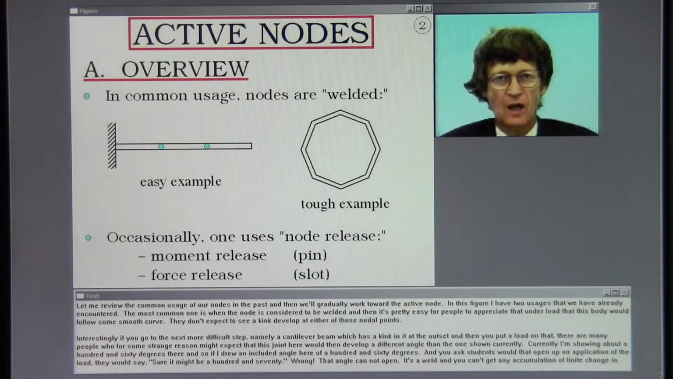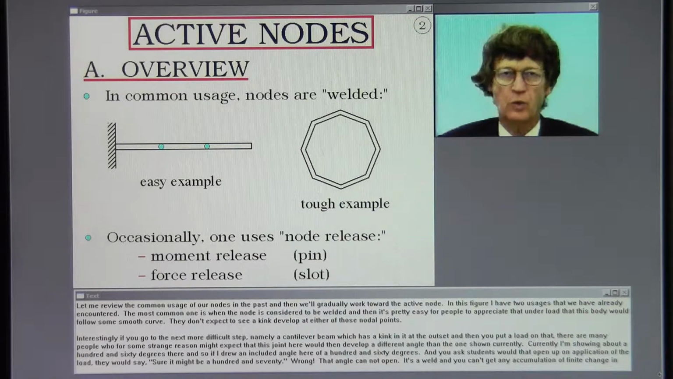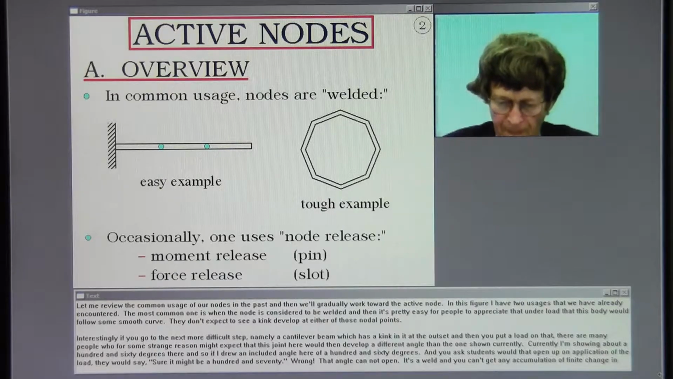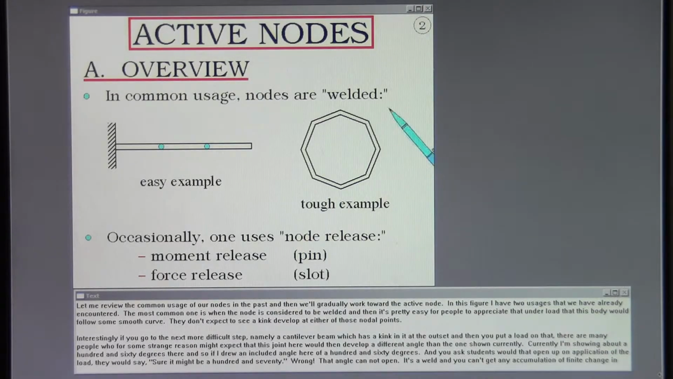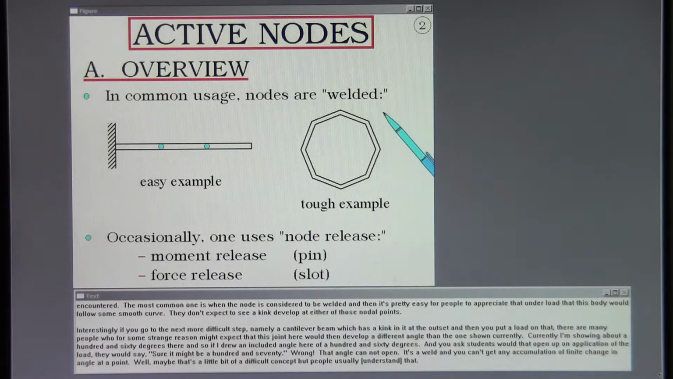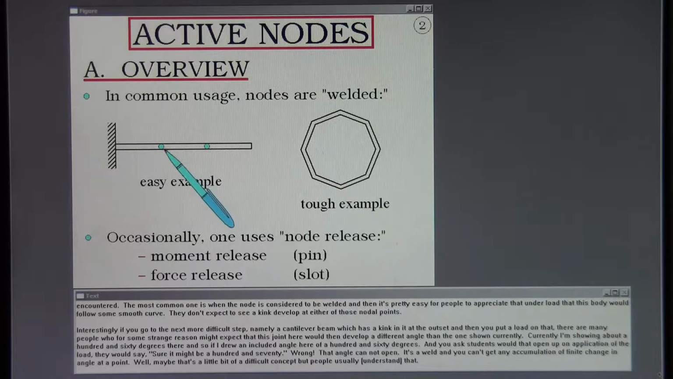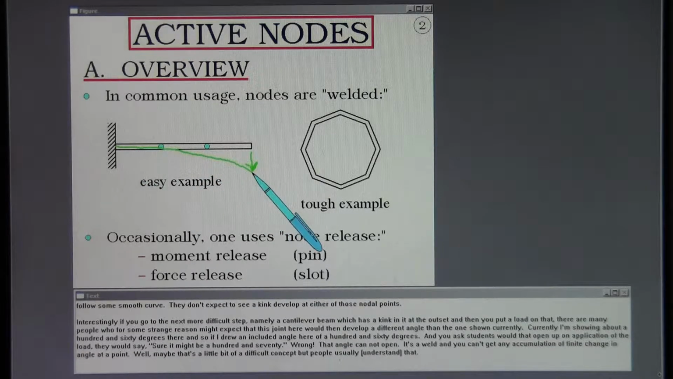Let me review the common usage of our nodes in the past, and then we'll gradually work toward the active node. In this figure, I have 2 usages that we have already encountered. The most common one is when the node is considered to be welded, and then it's pretty easy for people to appreciate that under load this body would follow some smooth curve. They don't expect to see a kink develop at either of those nodal points.